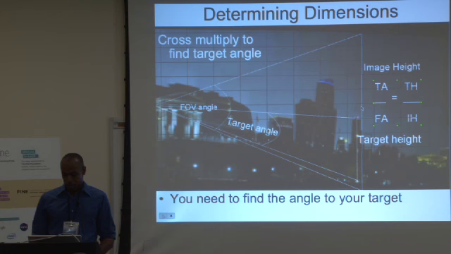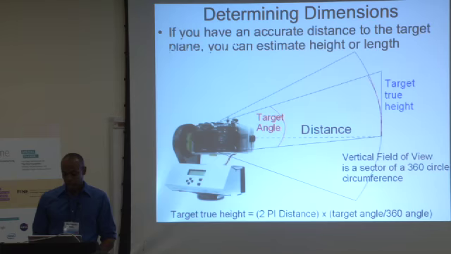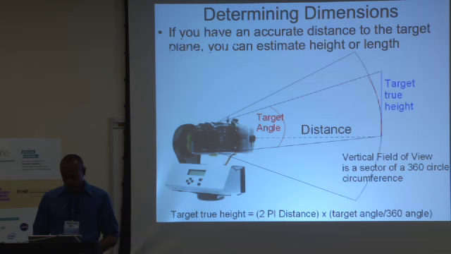So if I'm trying to find the target angle, that's my unknown. All the other variables I can determine, and I can find the target angle that way. So the target's true height is then equal to the circumference of the circle divided by the sector of the circle times the 2 pi distance. Okay, so let me reiterate that.